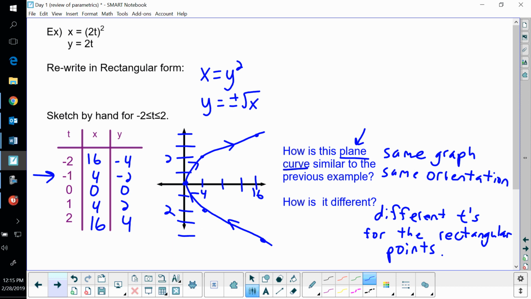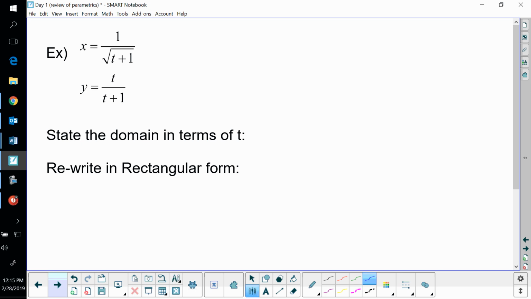So the orientation and marking that on the graph is key for parametric functions. I should say parametric equations, they're not necessarily always functions. That last one was not a function.